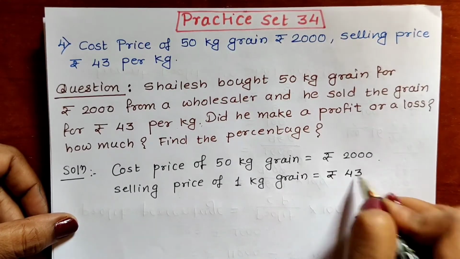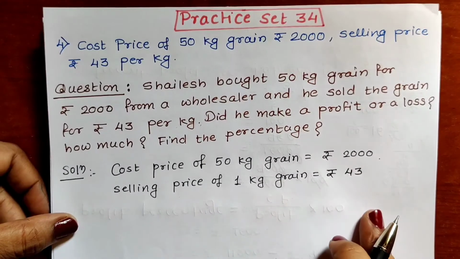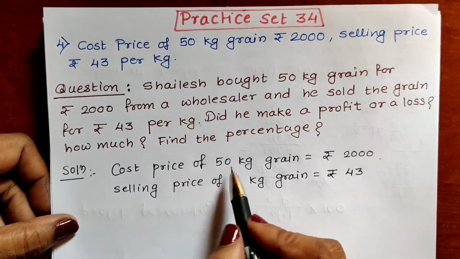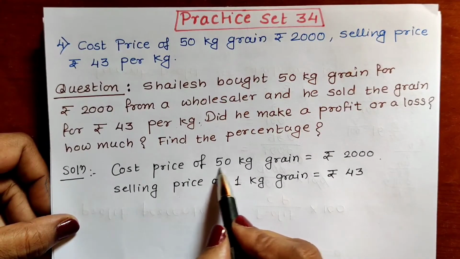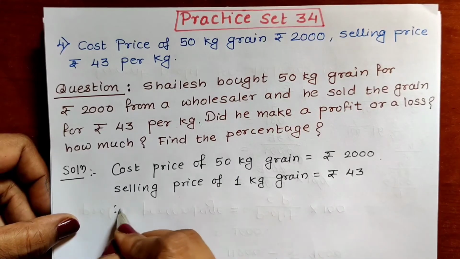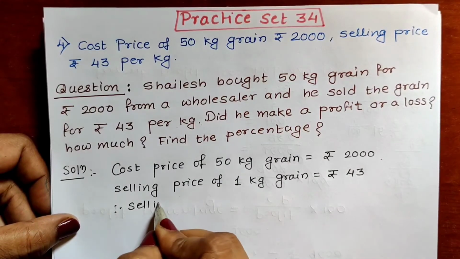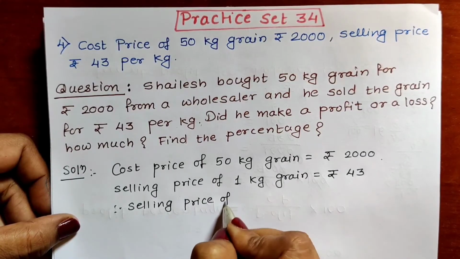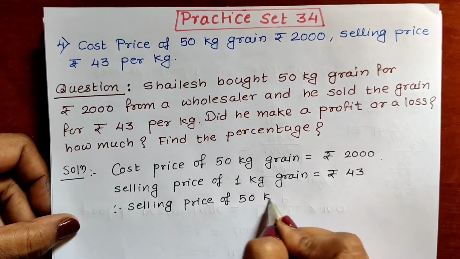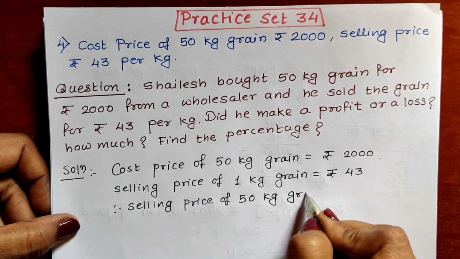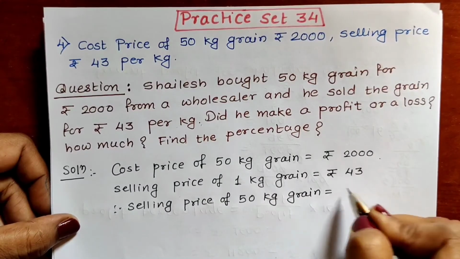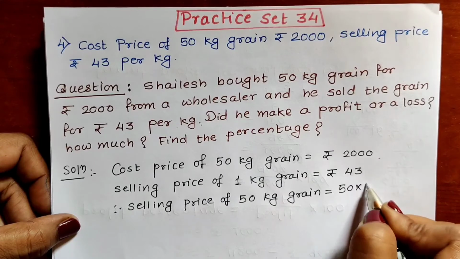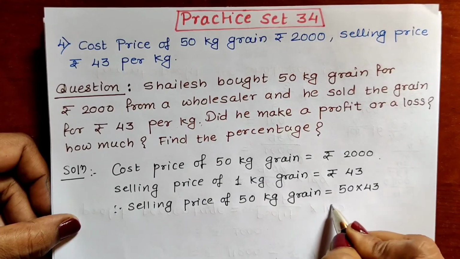Rupees 43. Selling price of 1 kg grain is rupees 43. How much grain he has to sell? 50 kg. So therefore we have to find out the selling price of 50 kg grain. What we have to do? 50 multiplied by 43 or 43 multiplied by 50.